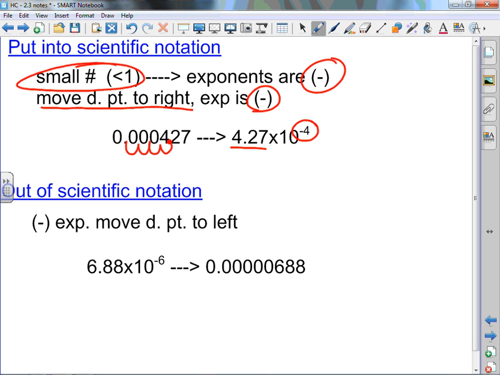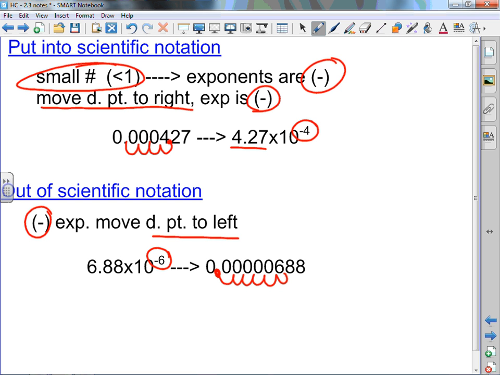I'm going to take a really, really small number out of scientific notation. If I have a negative exponent, that means I have to move the decimal point to the left that many places. So I'm going to move the decimal point 6 places to the left. 1, 2, 3, 4, 5, 6. And there's my number.